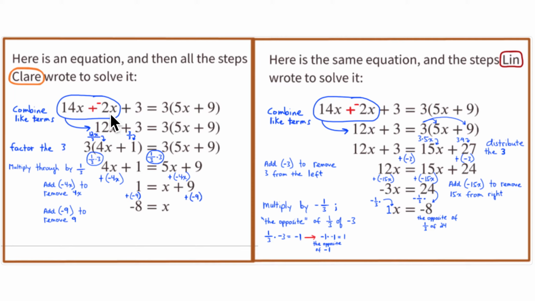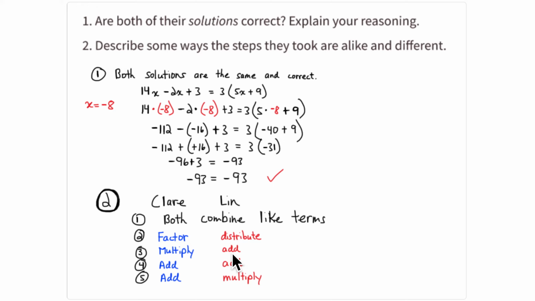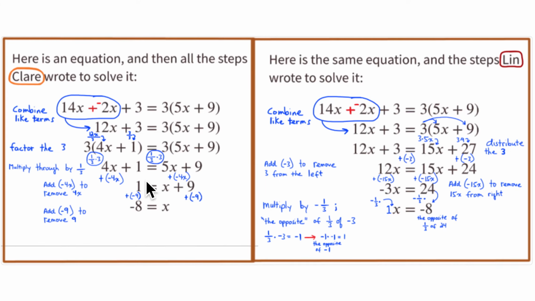So Claire decides to factor the 3 out to get 3 of this group and 3 groups of this. So she factors out the common 3 from 12x plus 3, whereas Lynn decides to use the distributive property. That's the key difference in both of these paths. From there, it's just a matter of moving x's to one side and the numbers to the other side and getting rid of the coefficient. So you multiply and you add. So she multiplies to get down to a single group here.